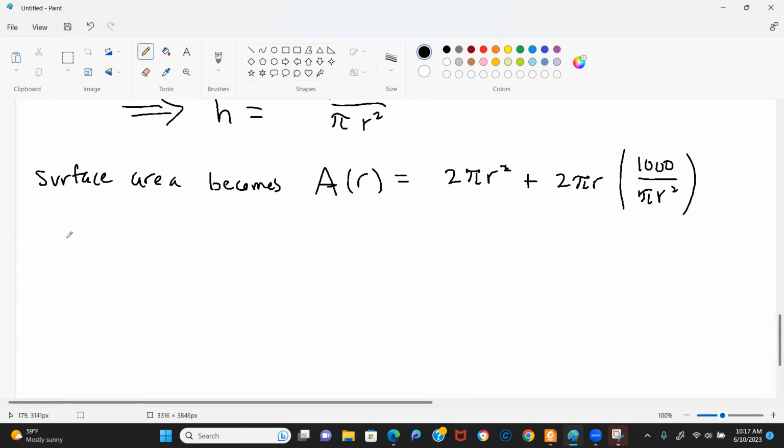So now we want to minimize this function A of r. Yes, we do want to minimize this function right here.